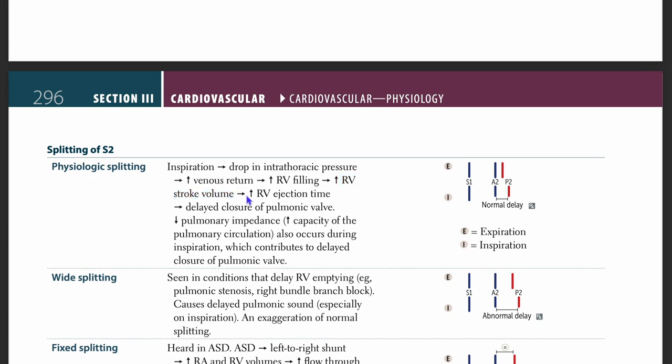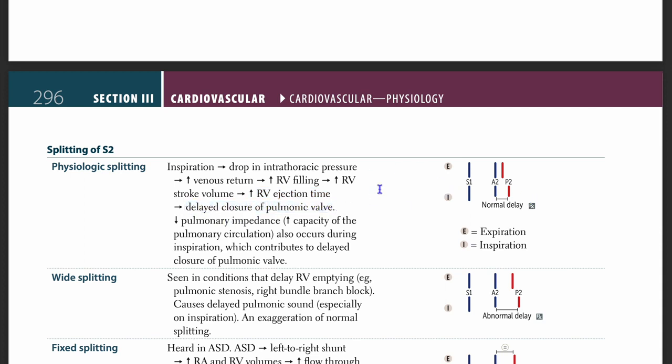So that's your stroke volume, and then this will increase the RV ejection time, because it has more volume to push instead of the normal amount that it was pushing, because now there's an increase in venous return, right? So this extra time is why there's a delayed closure of the pulmonic valve.